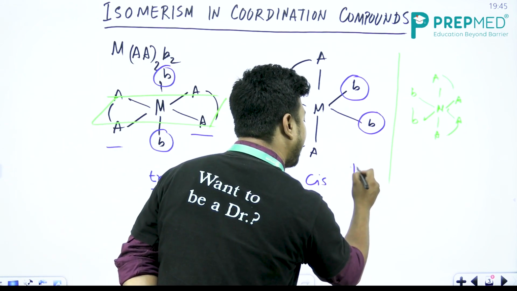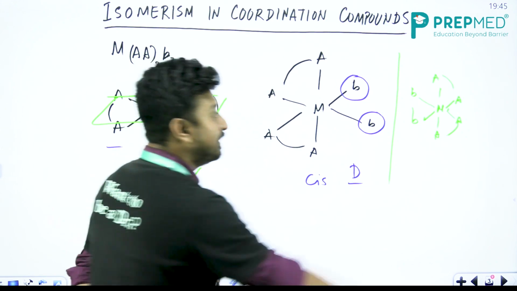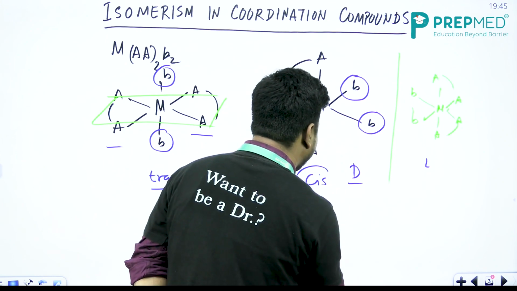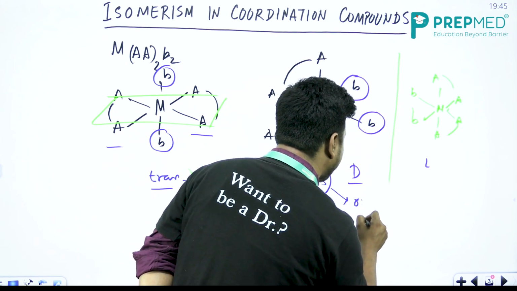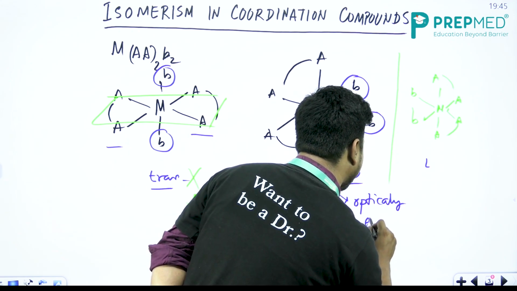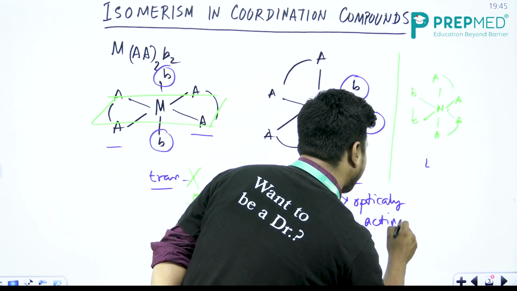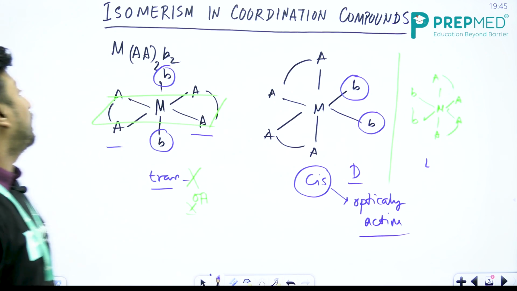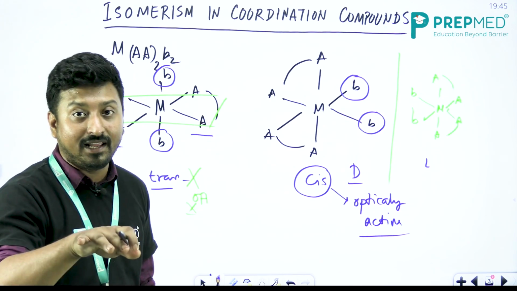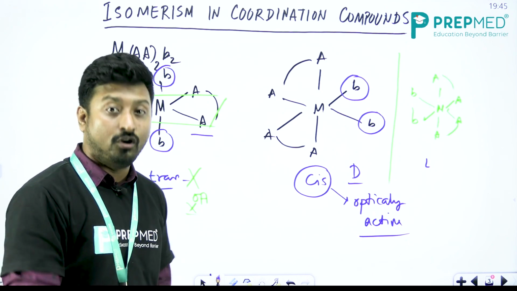So if this part is your D isomer, then definitely this will be your L isomer, and what we can say then is that the cis isomer is optically active. Cis isomer is optically active, correct? So for this kind of geometry MAA2B2, your cis is optically active, whereas the trans is not optically active.